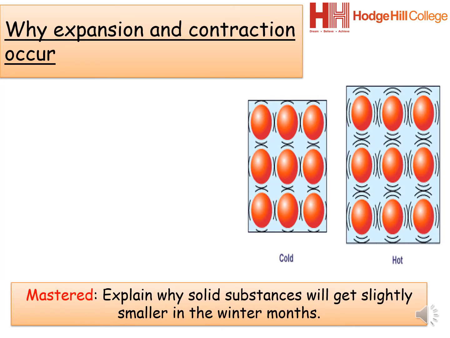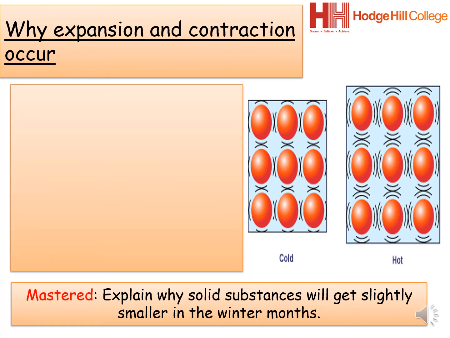So why does expansion and contraction occur? So with the ball and hoop, either expansion or contraction has taken place. When it is cooled, look at the particles and how they are arranged. When it is heated, this is what happens to the particles.